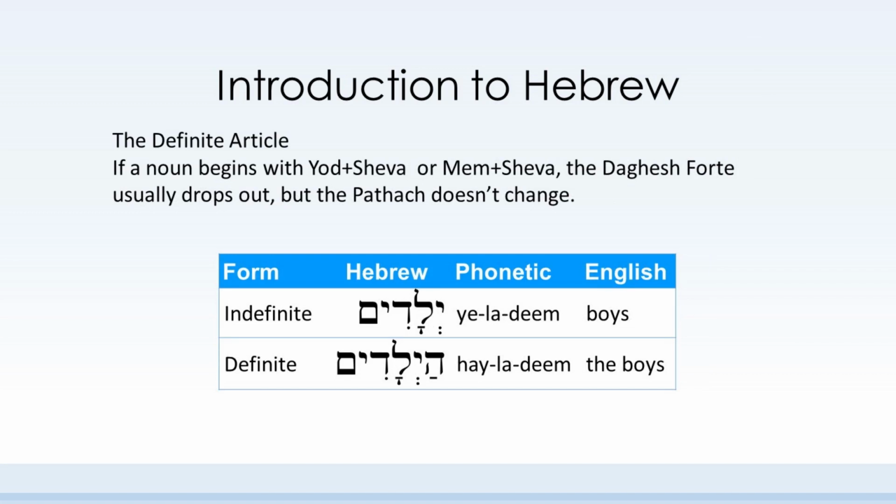If a noun begins with yod and shewa, or mem and shewa, the dagesh forte usually drops out, but the pathach doesn't change. And so in the chart below, you'll see yeladim, which refers to boys. It is indefinite, and ha-yeladim, which is definite, refers to the boys.